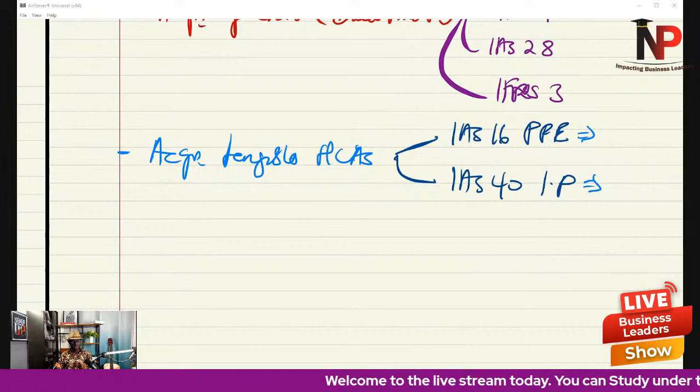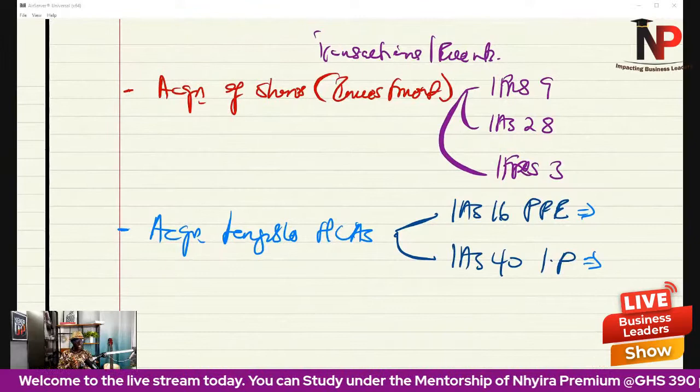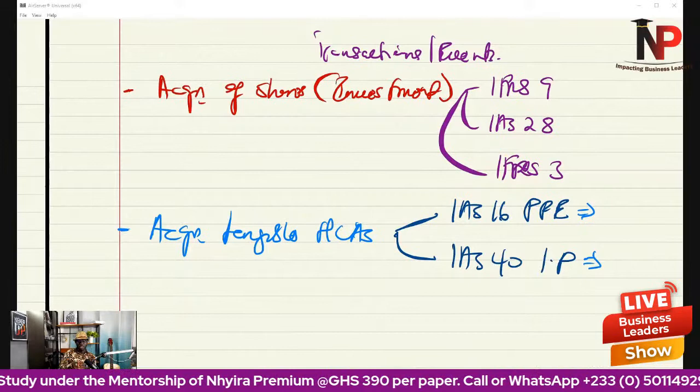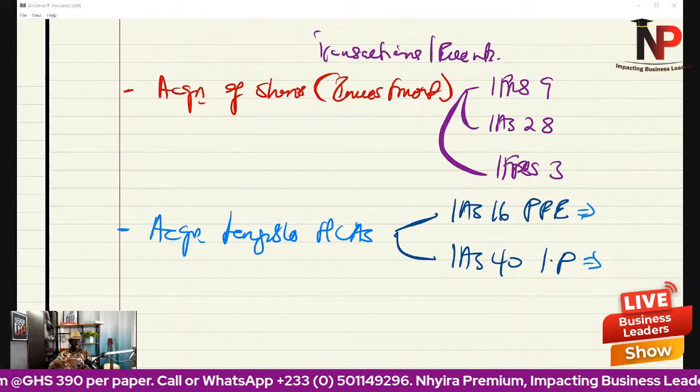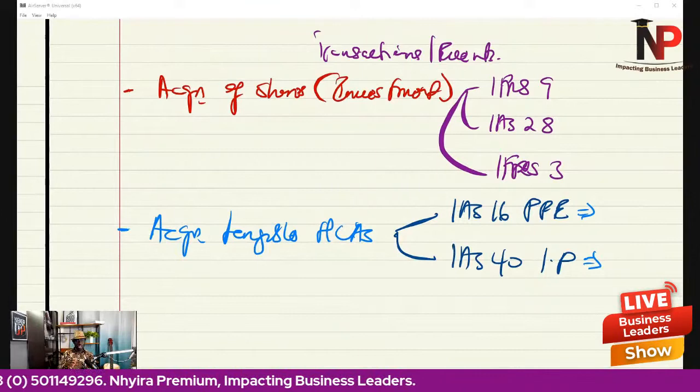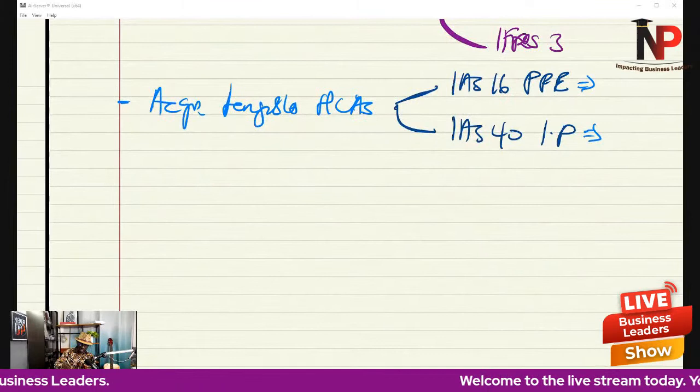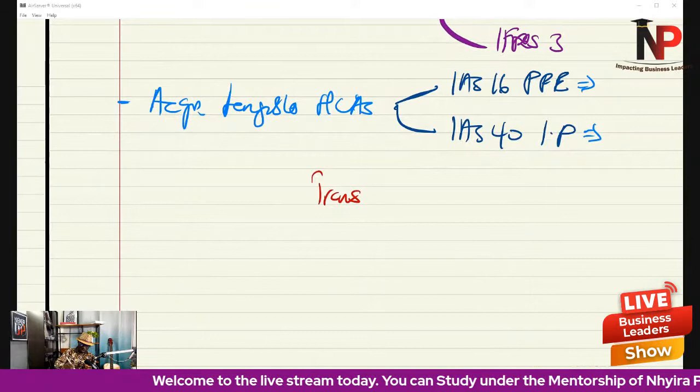So as you are acquiring shares and you're applying IFRS 9, IAS 28, IFRS 3, as you're acquiring tangible non-current assets and you are doing IAS 16 or IAS 40, there are also tax consequences relating to these items, and it is important for us to account for them. But a question we ask ourselves is, why will there be tax consequences for these transactions, and why should we be mindful of these transactions and events?